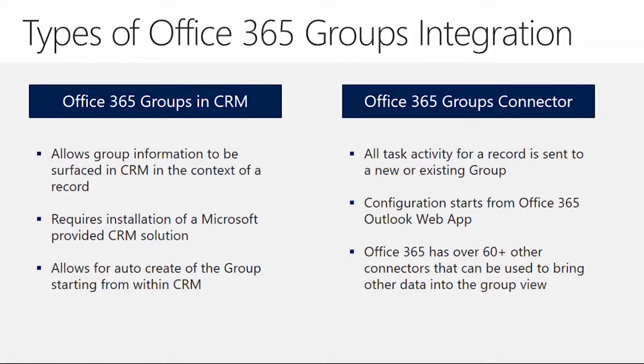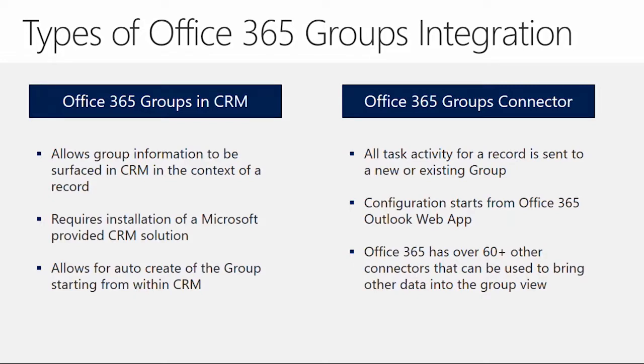Now there are a couple of different ways you can do this. There's the Office 365 groups from a Dynamics 365 perspective, and then there's the Office 365 groups connectors. We're going to focus more on the group solution itself. What this does is allow you to surface group information from Office 365 inside Dynamics 365 in the context of the record you're currently working with. Now this is a separate add-on solution that you have to add to your organization. So you install the solution into your organization, and once it's installed, it allows you to configure that functionality inside the application for collaboration.